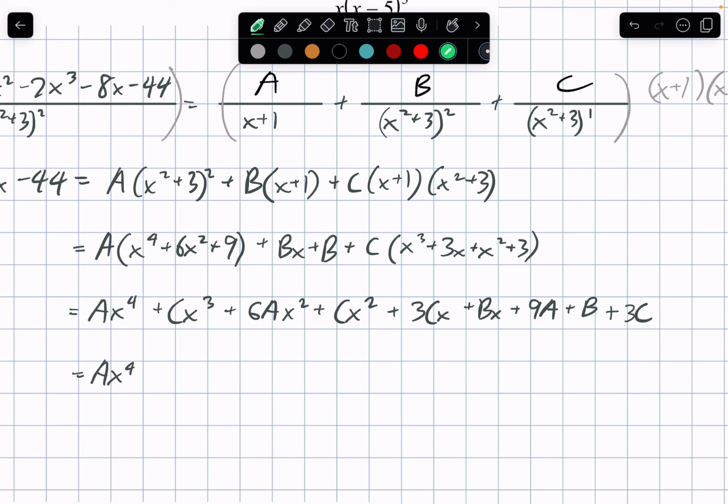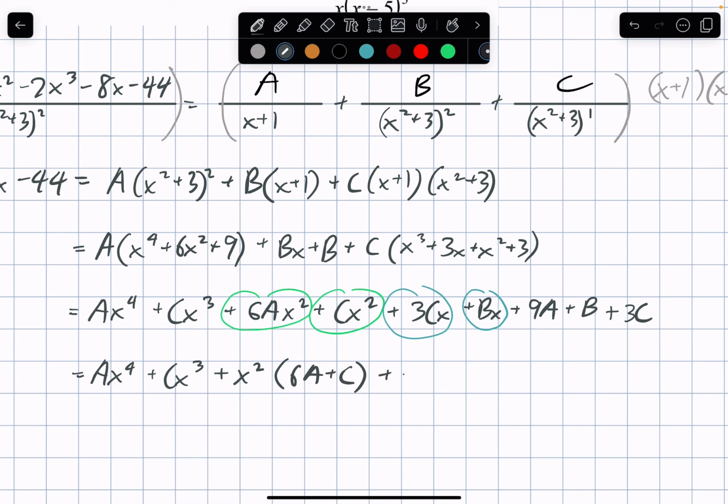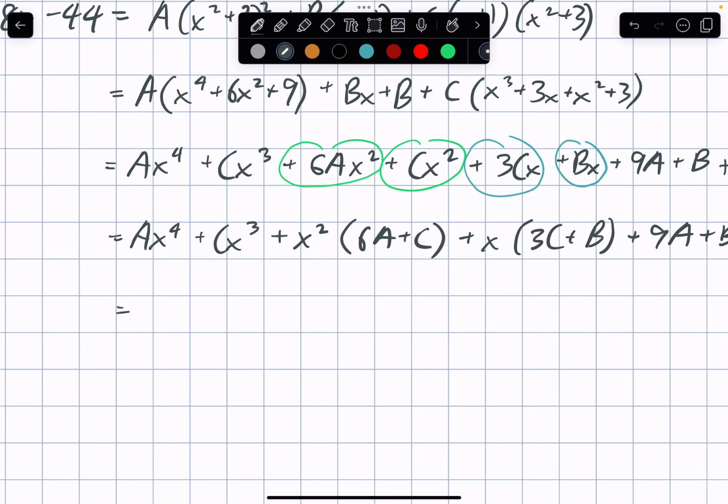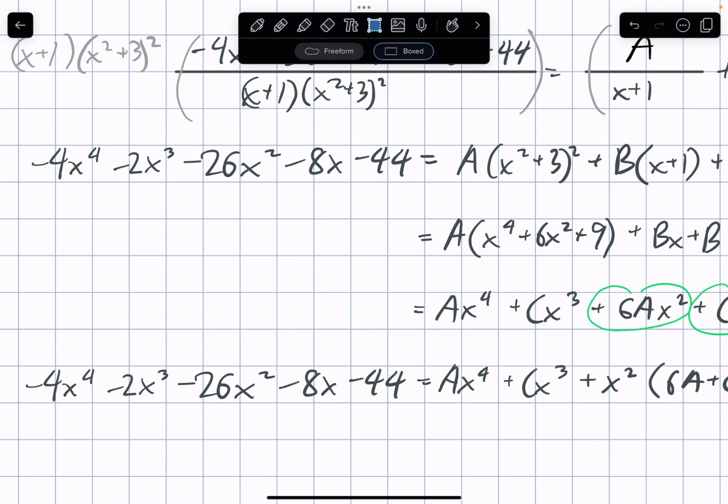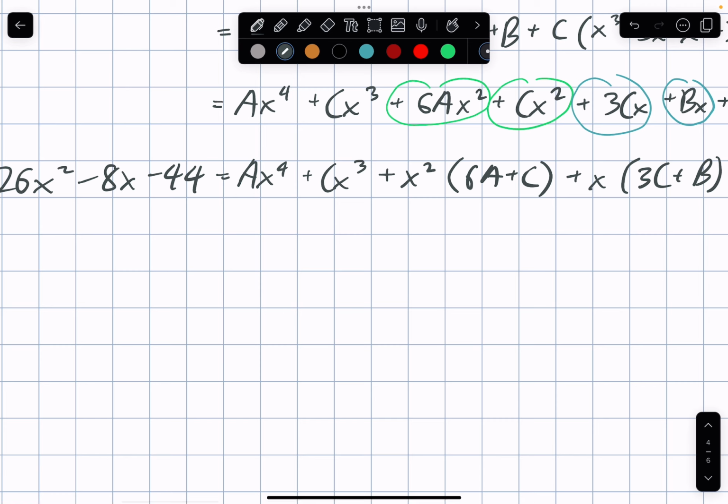We group like terms. Actually, the work has already been done. We just have to factor. X raised to 2, and then we have 6a plus c. Other side, 3c plus b plus 9a plus b plus 3c. Next. Okay, I think that's already good. Spare me the writing. Time to equate coefficients. So, by the way, just for formality, x raised to 4 times a, and then x raised to 3 times c.